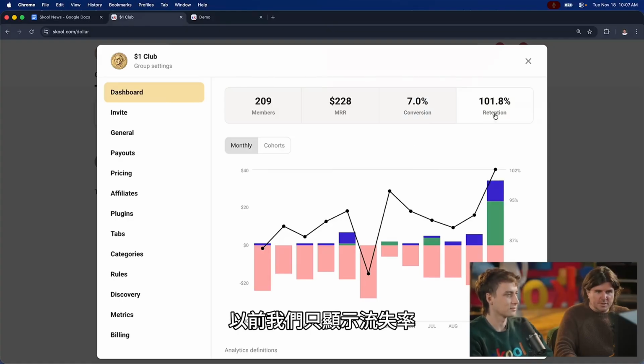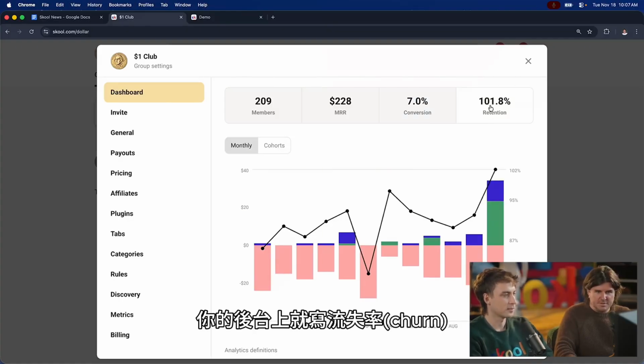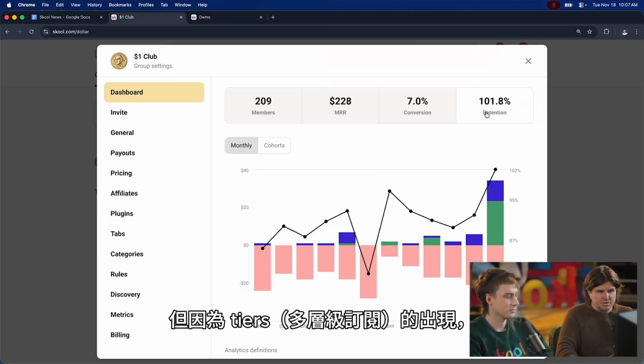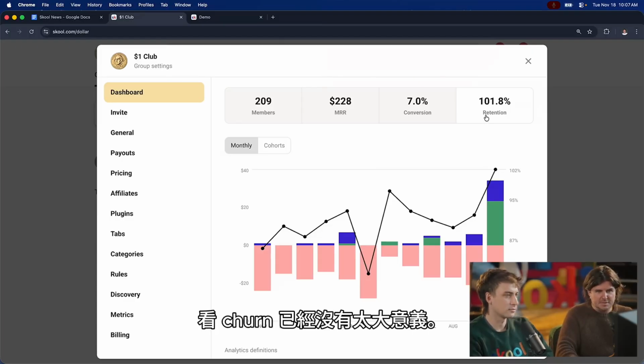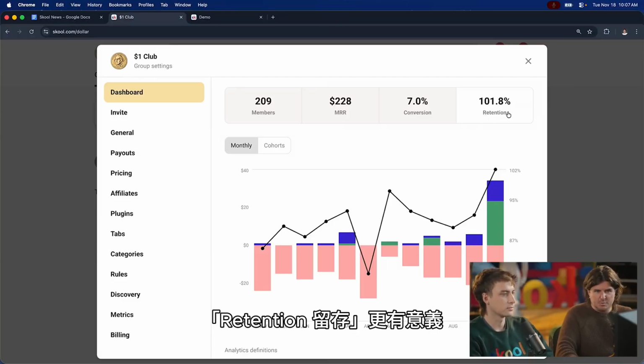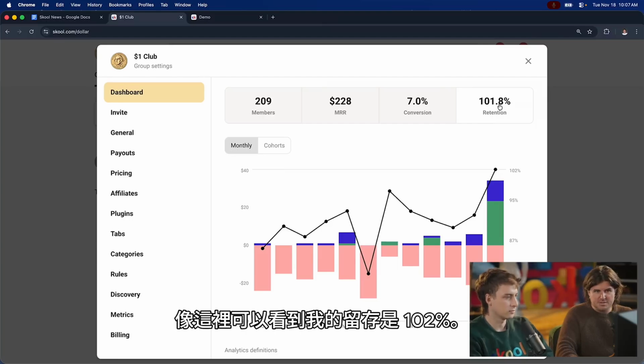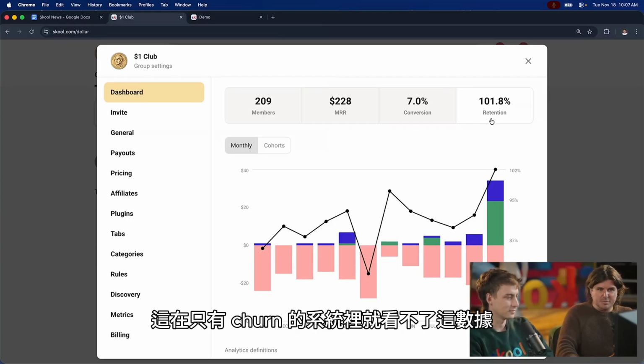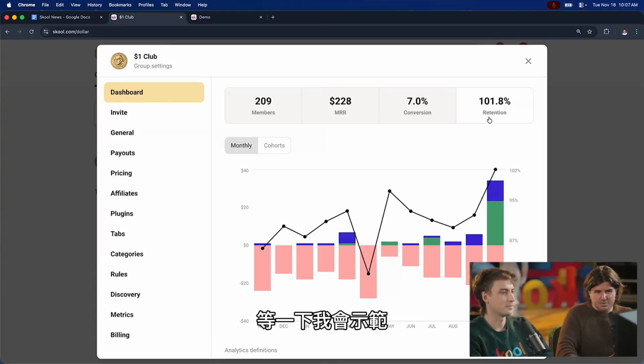So we used to show you churn. It said churn on your dashboard. With the introduction of tiers, it doesn't make a lot of sense to look at churn anymore. Retention makes more sense purely because it can be positive. Like here, my retention is like 102% basically. That can't happen when you just look at the number churn. And I'll show you how this happens.